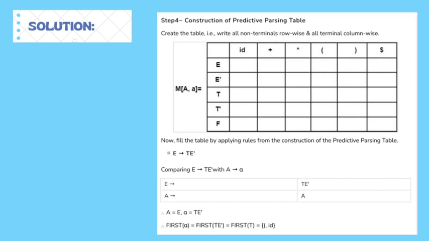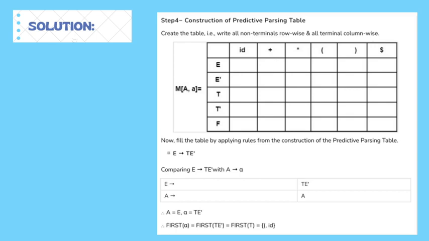Step 4. Construction of a predictive parsing table. Create a table with all non-terminals row-wise and all terminals column-wise as shown here, M of A, a, where the columns are id, plus, star, bracket open, bracket close, dollar, and the rows are E, E dash, T, T dash and F.